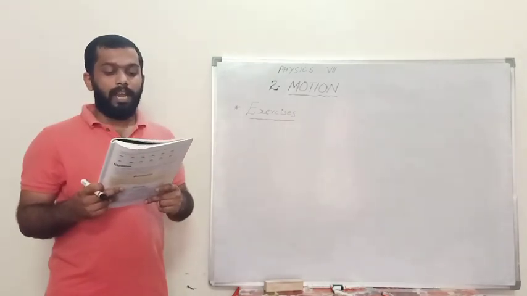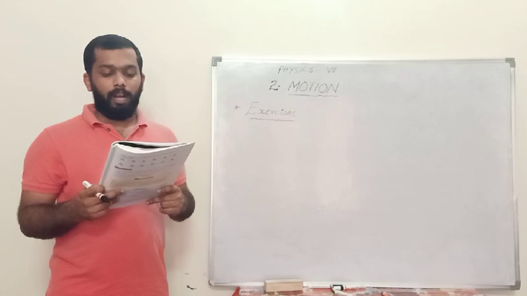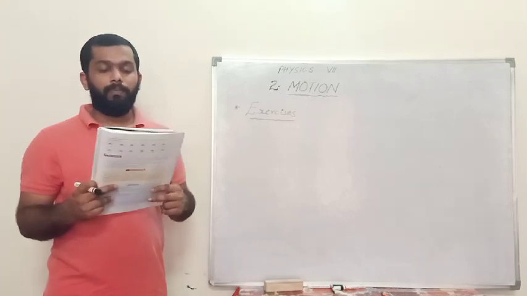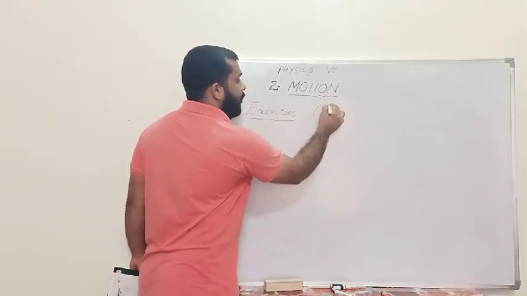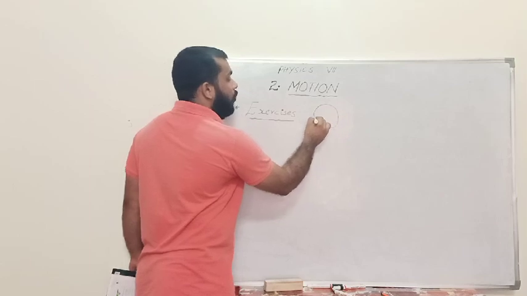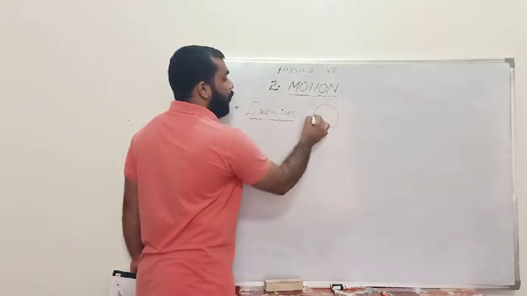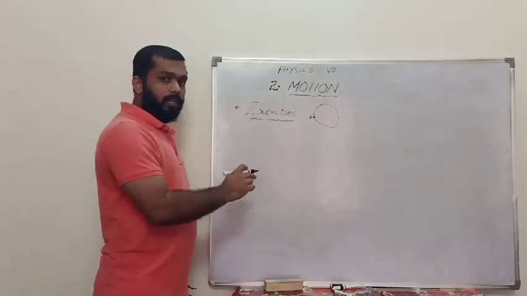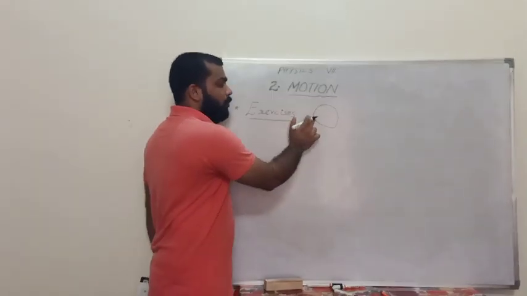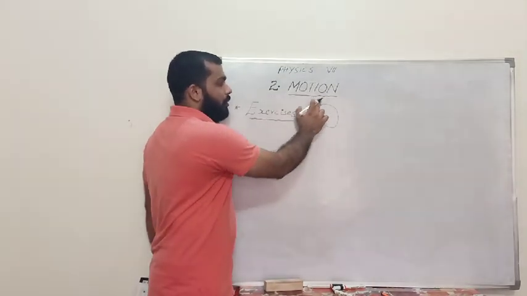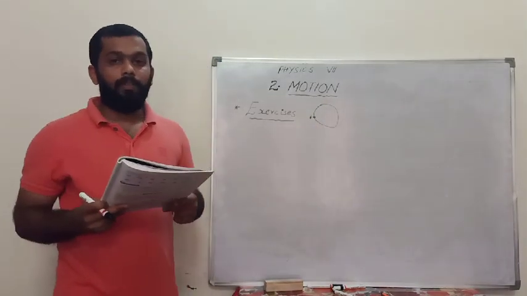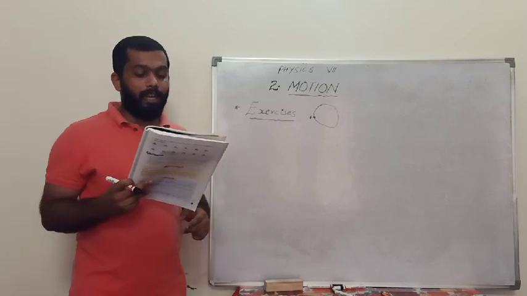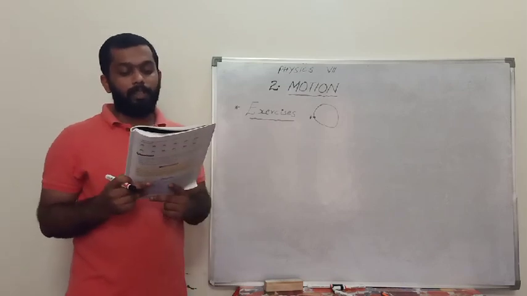The next one, a child moves a toy car around and brings it back to the starting point. What is the displacement of the car? He is starting from one point, making a round and again moving to the same point. Here there is no displacement because it has reached the same point. Distance is there but the displacement is zero.